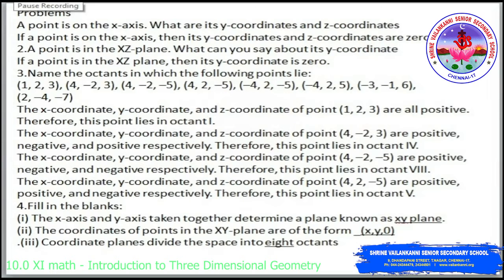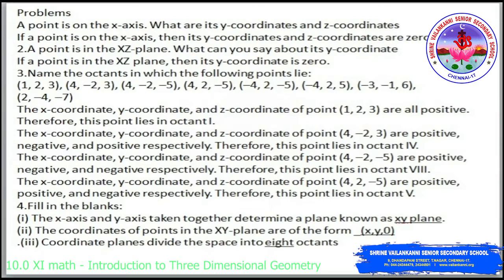Let's see some problems. A point is on the x-axis. What are its y-coordinate and z-coordinate? If a point is on the x-axis, then its y and z coordinates are 0. Similarly, if a point is on the y-axis, then its x and z coordinates are 0. The second one: a point is in the xz plane. What can you say about its y coordinate? Again, if a point is in the xz plane, then the y coordinate is 0. If it is in the yz plane, then the x coordinate is 0.